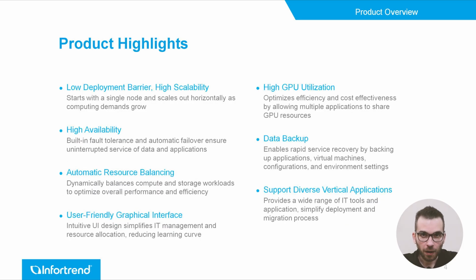Infortrend Enterprise Cloud is built for both simplicity and scale. Start small with just a single node and scale out horizontally as your compute needs grow. With built-in high availability, applications and data stay online even in the event of a hardware failure. Resource management is automatic. It dynamically balances workload across compute and storage to maximize performance and efficiency.